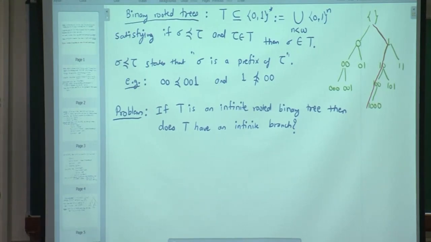Infinitely rooted binary tree means that it extends infinitely. It has infinitely many nodes. I am not saying that it extends infinitely. I don't even know what that means. Any other ideas?